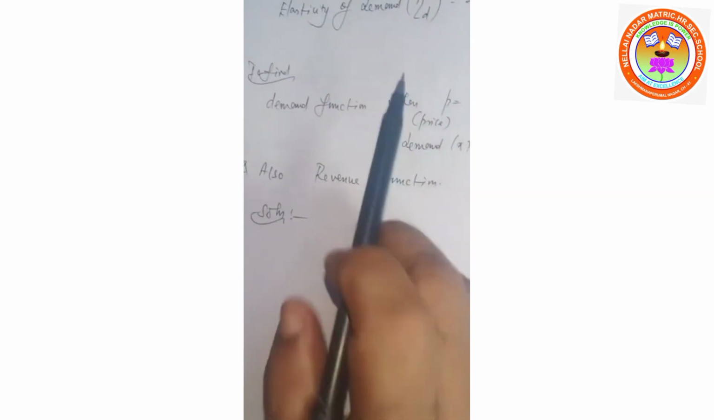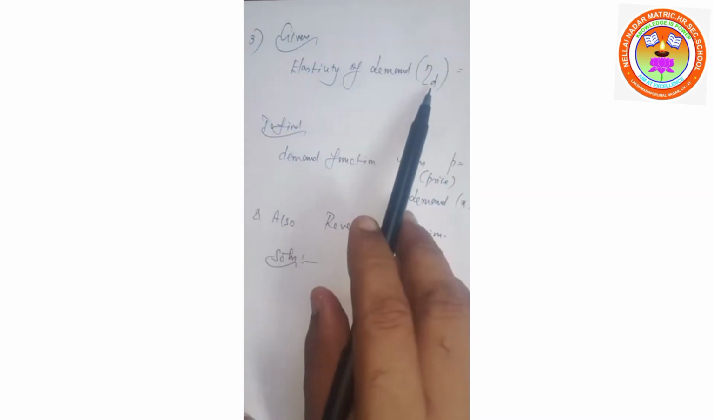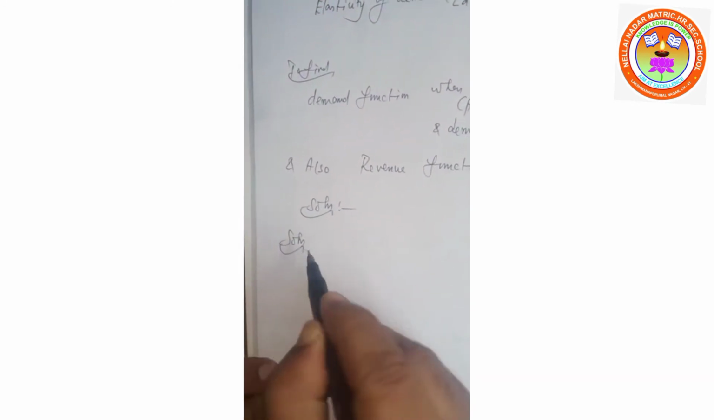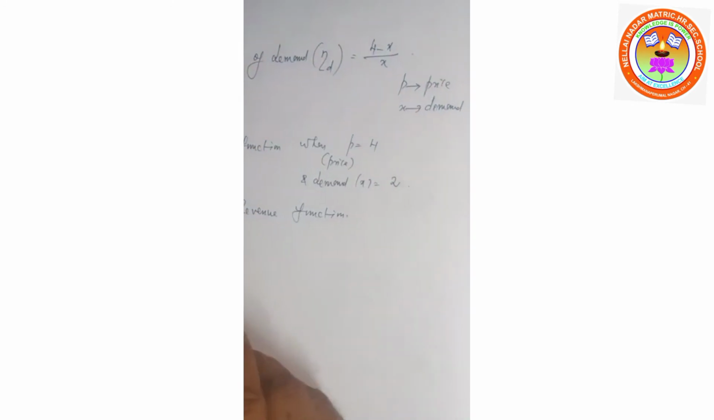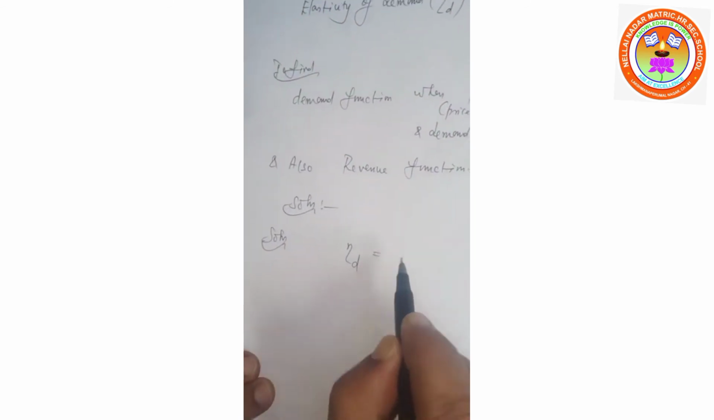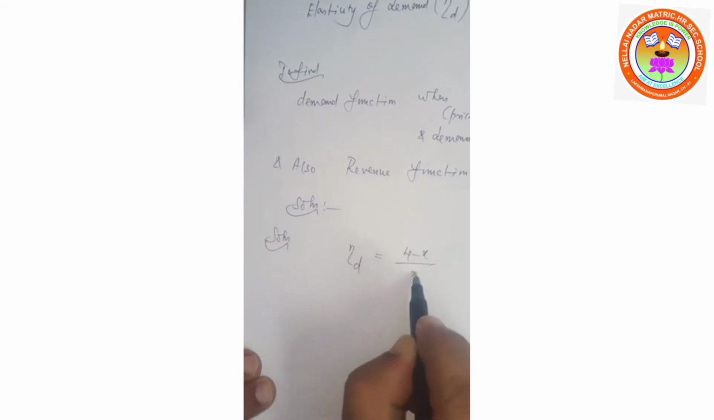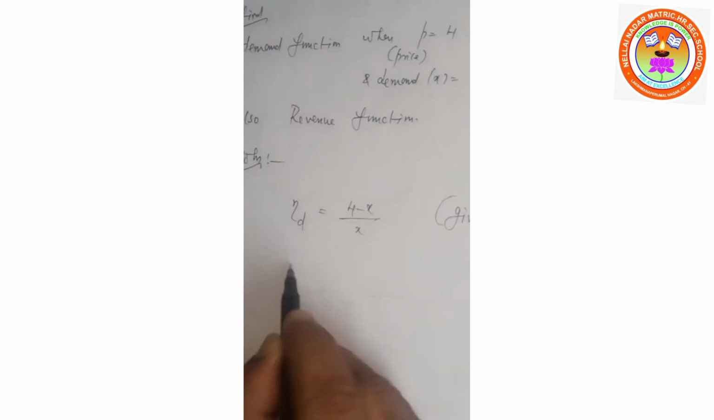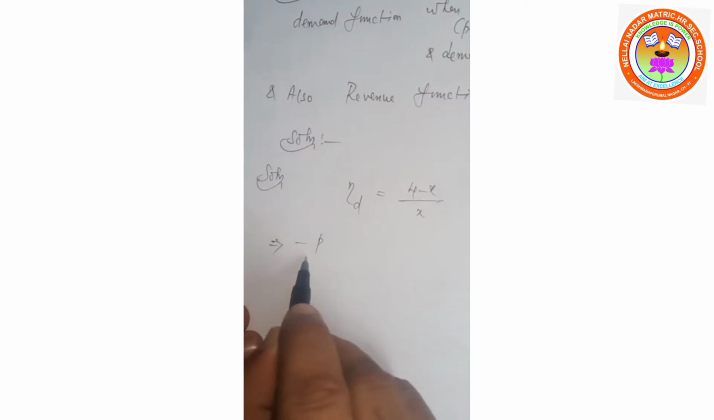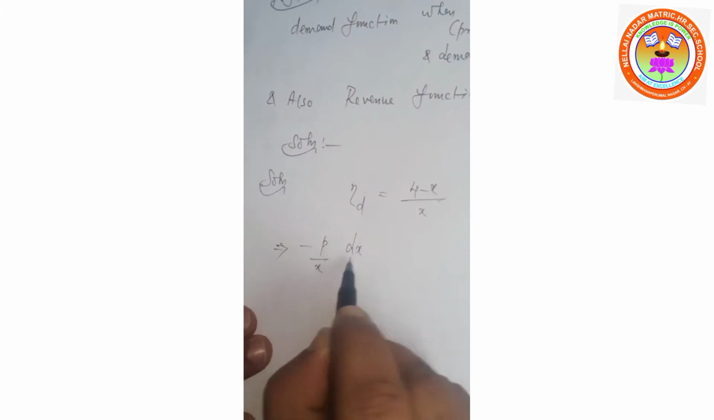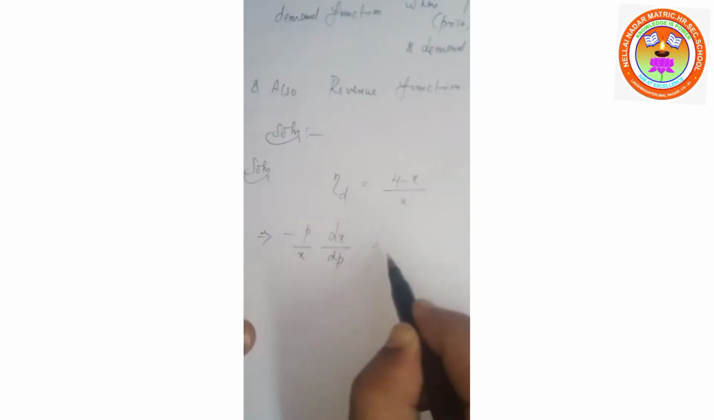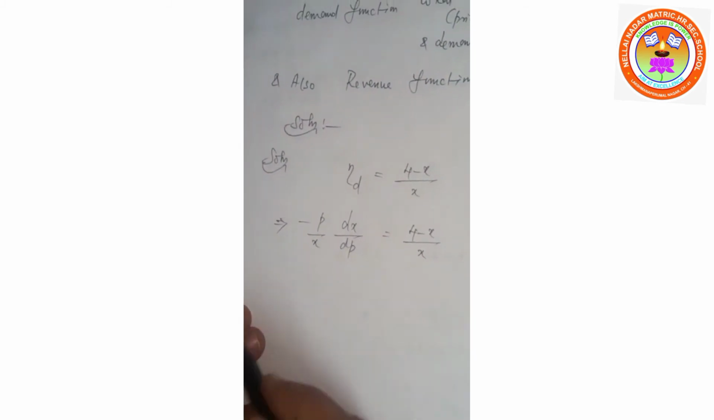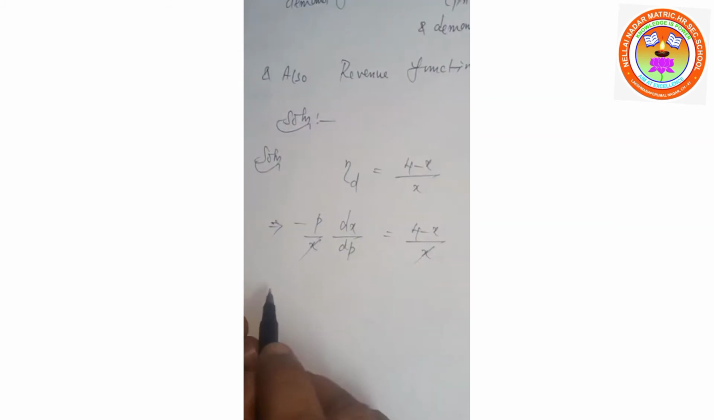So what is given? The elasticity of demand given, that is eta d. Solution. Eta d, that is equal to 4 minus x by x. This is given. Eta d can be replaced by the formula already I have told you, minus p by x into dx by dp. That is equal to 4 minus x by x. Here x get cancelled.